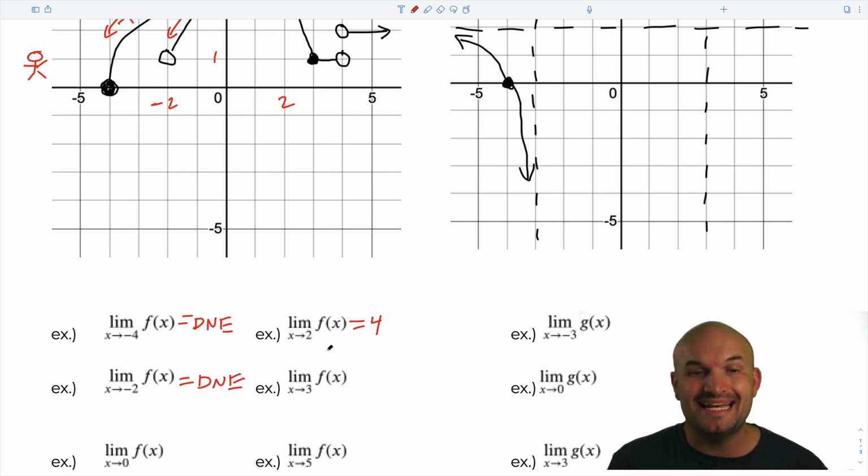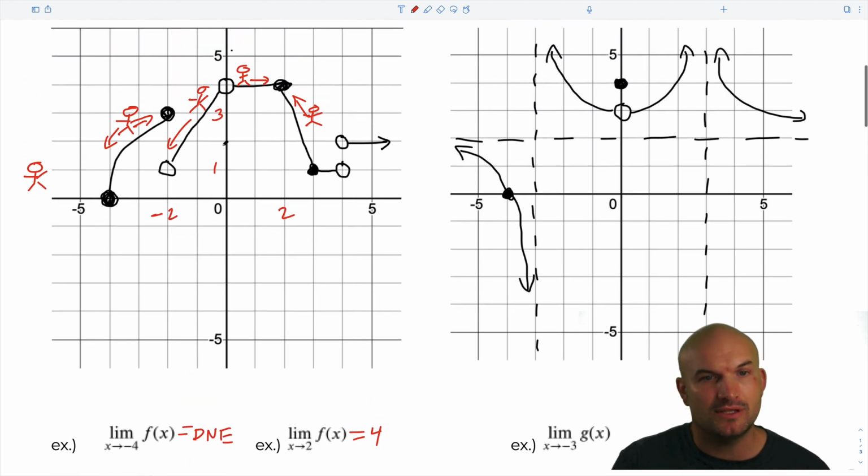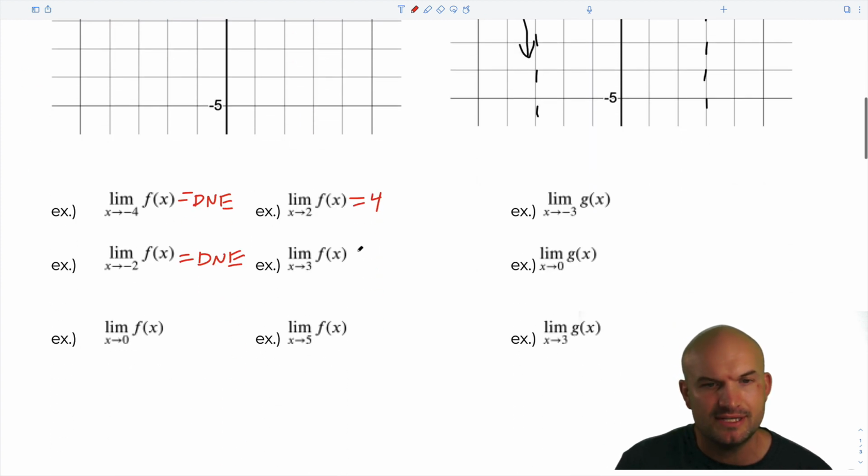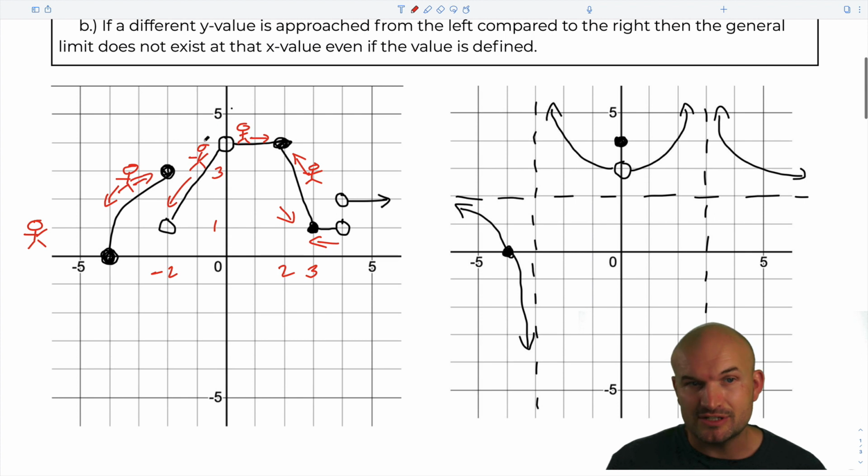All right, the next one is, what about if we're approaching 3? So let's find 3. Here's 3. As we're approaching 3 from the left as well as from the right, you can see that we're approaching the value 1. So kind of easy. I like that one. What about 0? So 0 is interesting. Here we're approaching 0 from the left and we're approaching 0 from the right. Now, again, it's undefined, but it's very, very important for you to understand this.